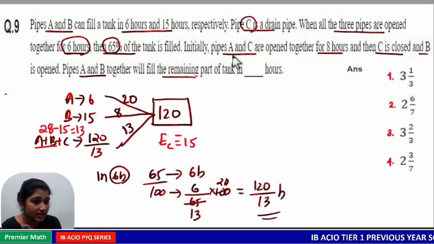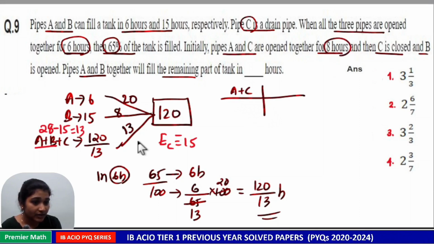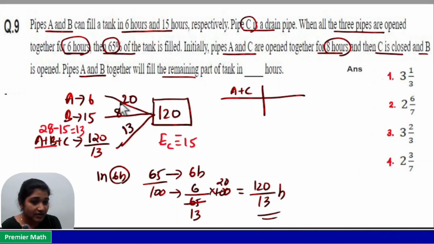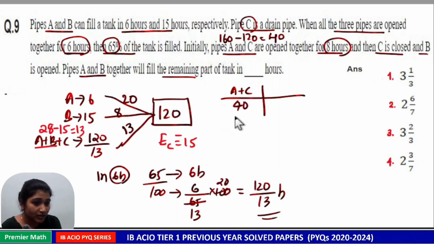Now question says initially A and C together opened for 8 hours. So in 8 hours, A fills 8 into 20, 160 units and C drains 8 into 15, 120 units. So together they fill 160 minus 120, 40 units. So in 8 hours, 40 units is filled.